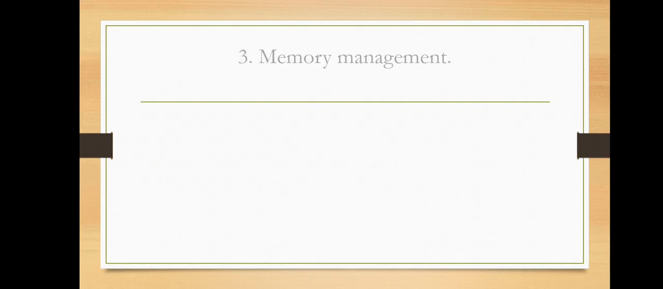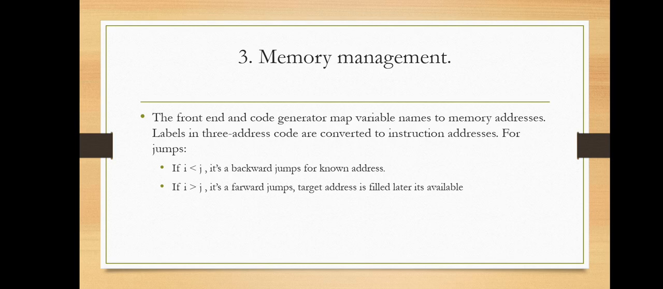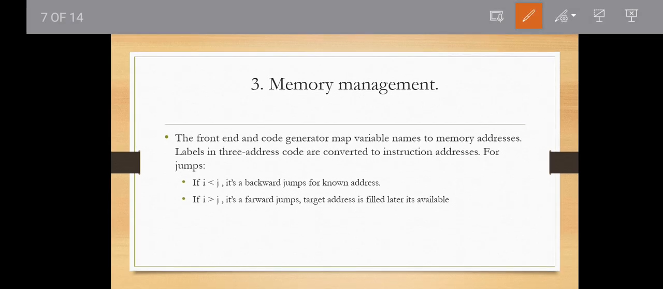And the next design issue of code generator, that is the third, is memory management. In memory management, the front end and code generator map variable names to memory addresses. The labels in three address code are converted to instruction addresses.